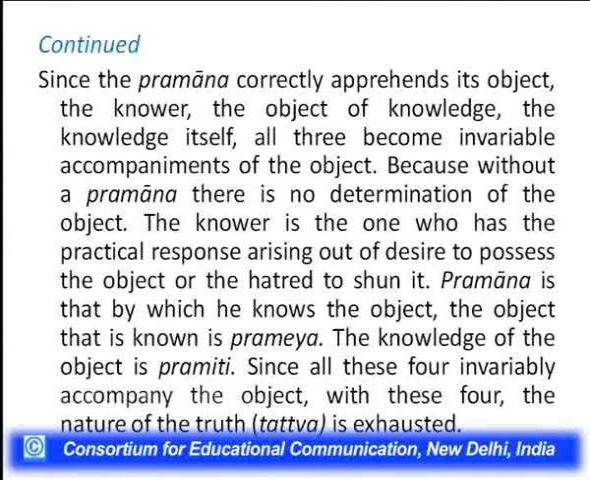The knower is the one who has the practical response arising out of desire to possess the object or the hatred to shun it. Pramana is that by which he knows the object. The object that is known is Prameya. The knowledge of the object is Pramiti. Since all these four, meaning the knower, which is Pramatra, Pramana, the means of knowledge, Prameya, the object of knowledge, and Pramiti, the knowledge itself, also known as Prama. But Pramiti refers to Prama as a resultant of this activity.